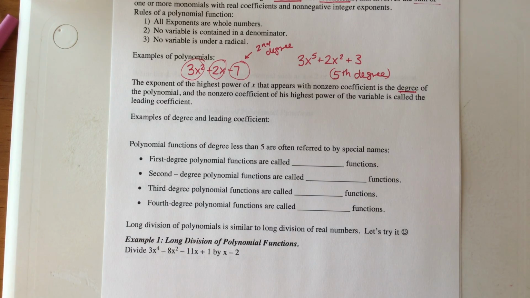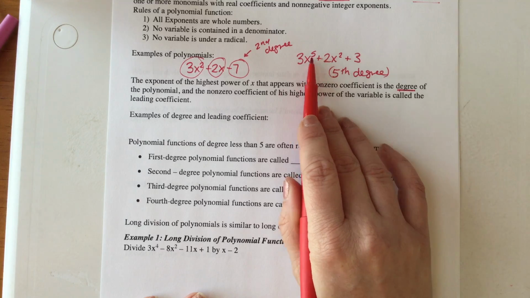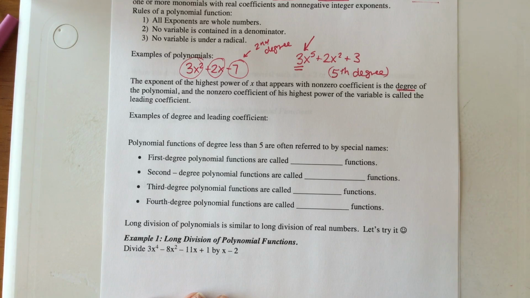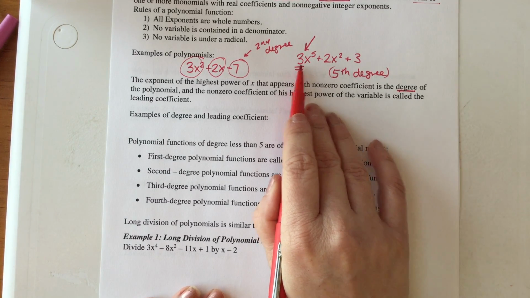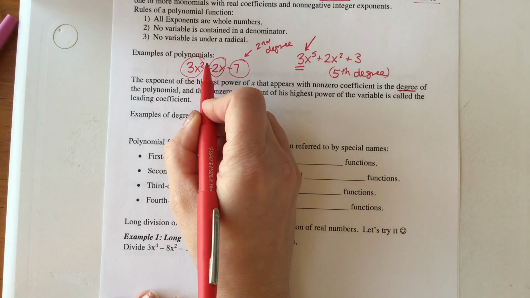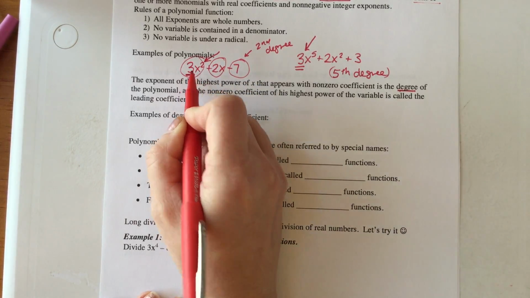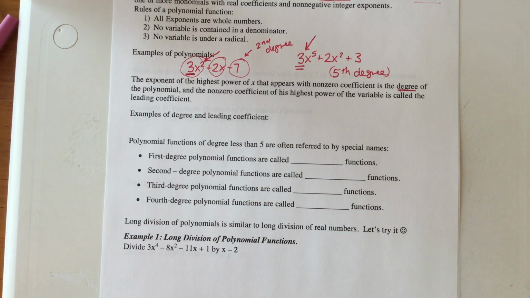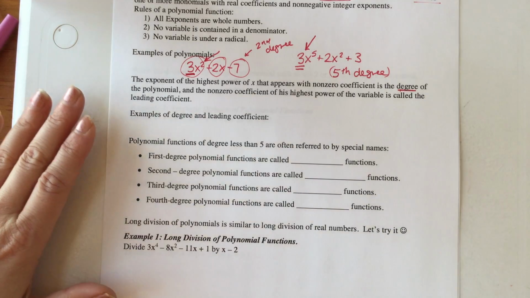And the non-zero coefficient of its highest power is called the leading coefficient. So whatever term has the highest exponent, the number that comes in front of that variable, that's the leading coefficient. That's the number that leads the whole problem. It's the leader. Here as well, here's the highest exponent. The number in front of that variable is a 3. That's called the leading coefficient. It leads the problem when you have it written in standard form. Remember, you go from the highest exponent to the lowest exponent. So that's why it's called the leading coefficient.